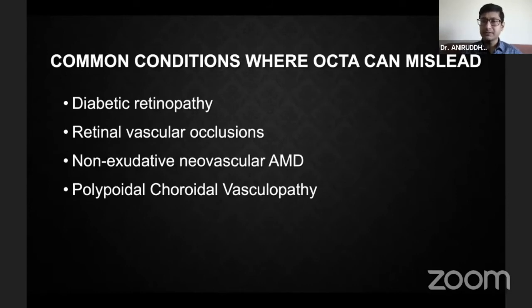Non-exudative neovascular AMD, especially after regression of the CNV, it's very difficult to treat on the basis of OCT angiography alone. This is different from a quiescent CNV or a treatment naive CNV. In those cases, OCT angiography is very useful because it picks up the lesion much before you can do it clinically or on OCT. But a regressed CNV or a treated CNV is the one which can be difficult to monitor on OCT angiography. And finally, polypoidal choroidal vasculopathy, especially looking at polyps, can be extremely difficult with OCT angiography.